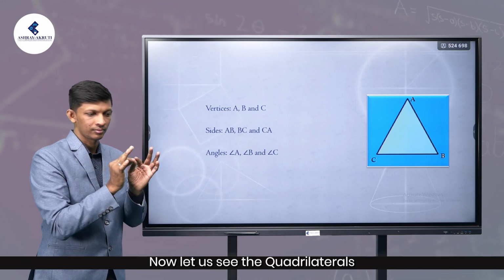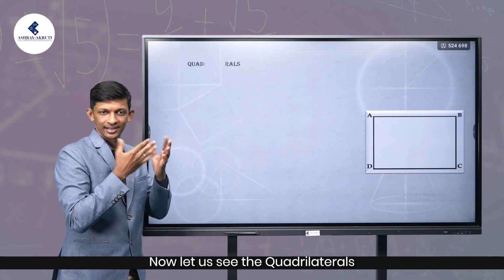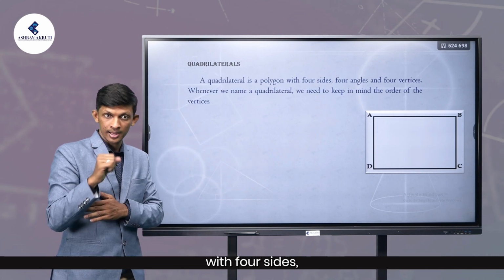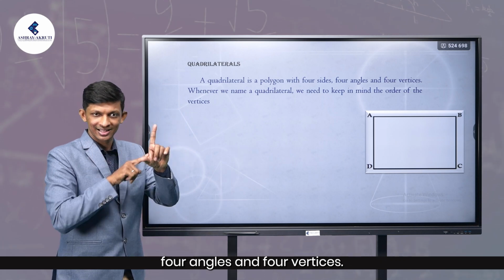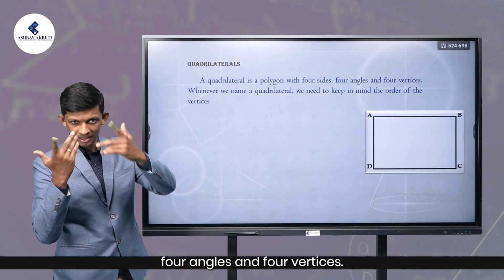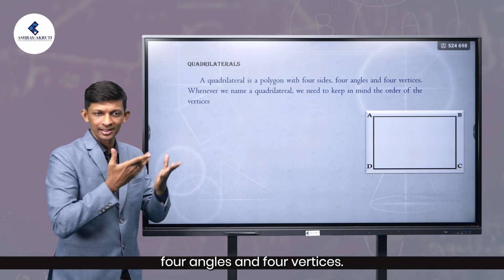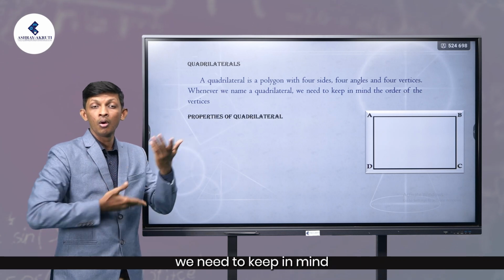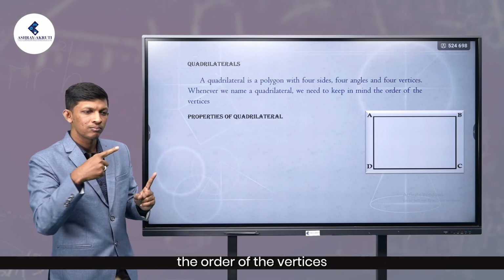Now let us see the quadrilaterals. A quadrilateral is a polygon with 4 sides, 4 angles and 4 vertices. Whenever we name a quadrilateral, we need to keep in mind the order of the vertices.